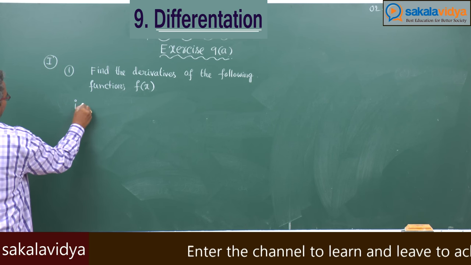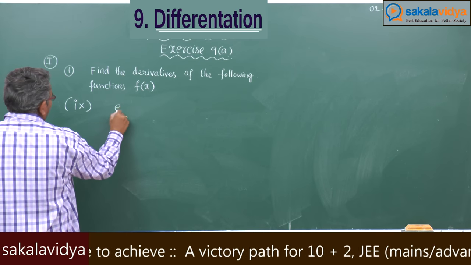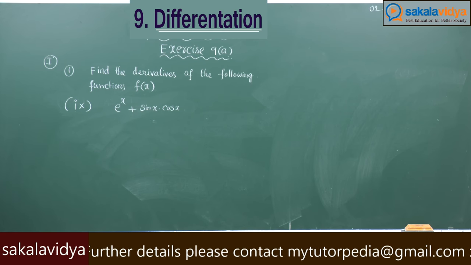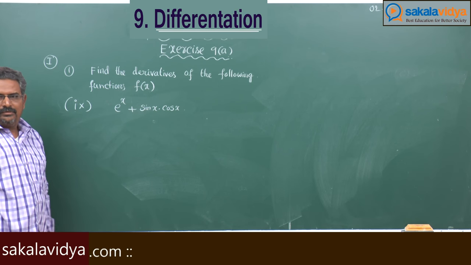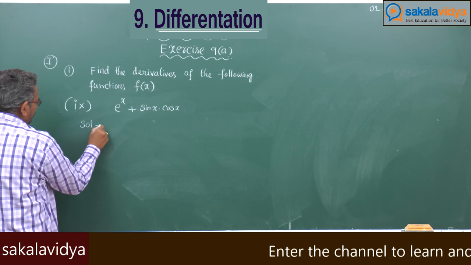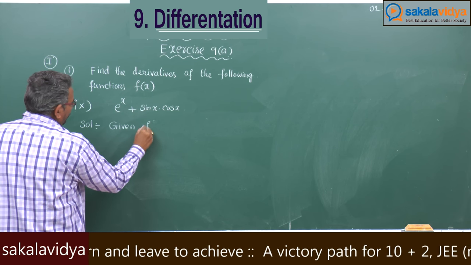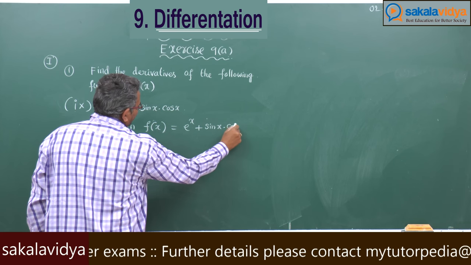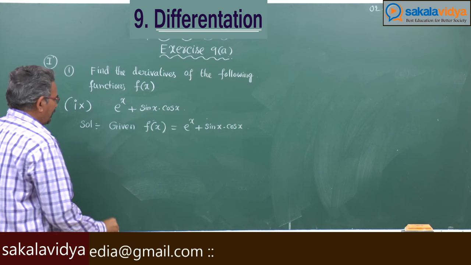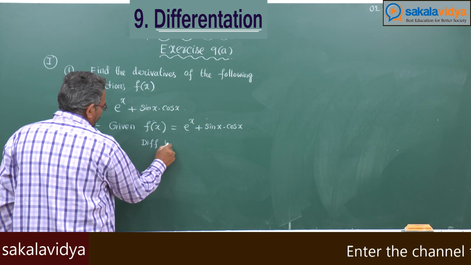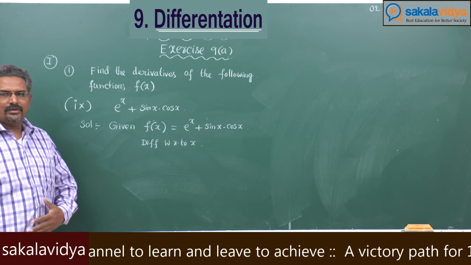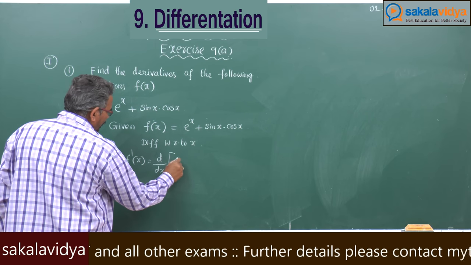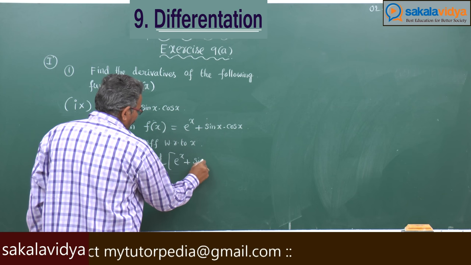Ninth problem, e power x plus sin x into cos x. Given f of x is equal to e power x plus sin x into cos x, differentiate with respect to x. Now, f dash x is equal to d by dx of e power x plus sin x into cos x.